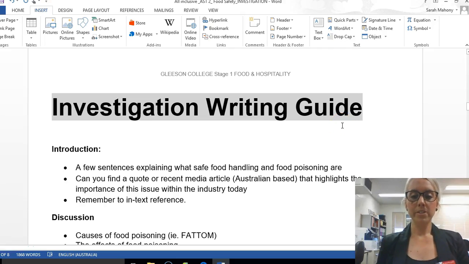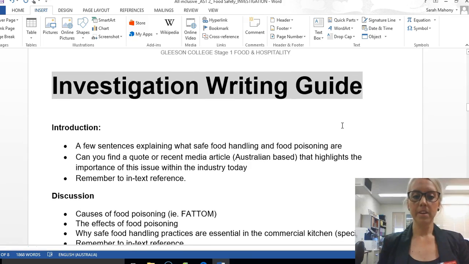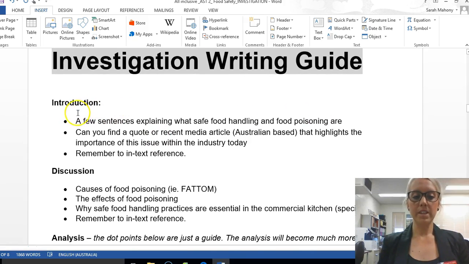Hi Year 11, so I'm going to explain how to write the investigation task, which is your 600-word piece based around safe food handling. The first section you need to start with is an introduction. So this is only very brief.